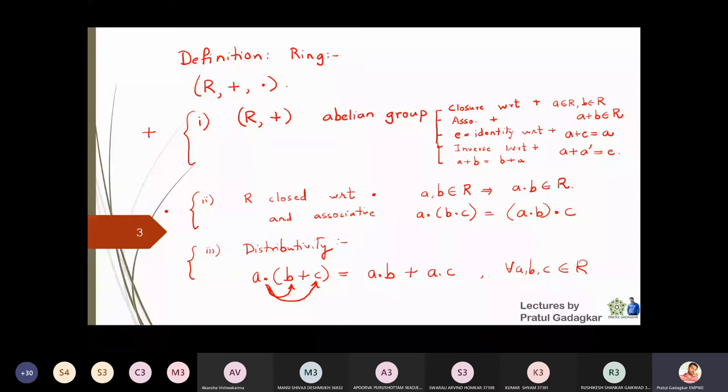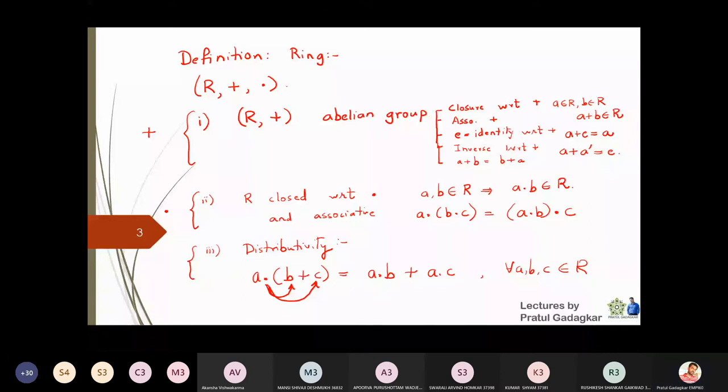So when I give you a set and I give you two operations, plus and dot, you have to check that, first, it's an abelian group with respect to the first operation. It's closed with respect to the second operation, associative with respect to the second operation, and last but not the least, distributivity.